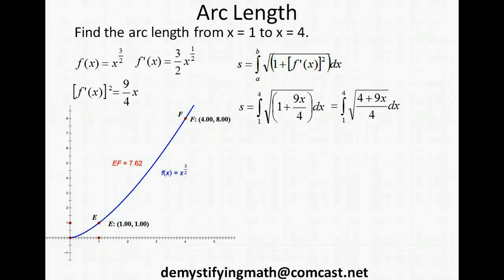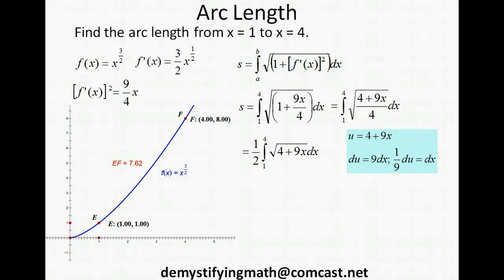Now what you should notice is that 4 is a perfect square, so we can take it out from under the square root symbol, and we can also take it outside of the integral. Now to solve this integration we need to use some u substitution, so we're going to let u equal 4 plus 9x, which gives us du is 9 dx, or 1/9 du is equal to dx. We also want to replace our x values on the endpoints of integration with u values. So plugging into u, our value of 1 became 13 and our value of 4 became 40.